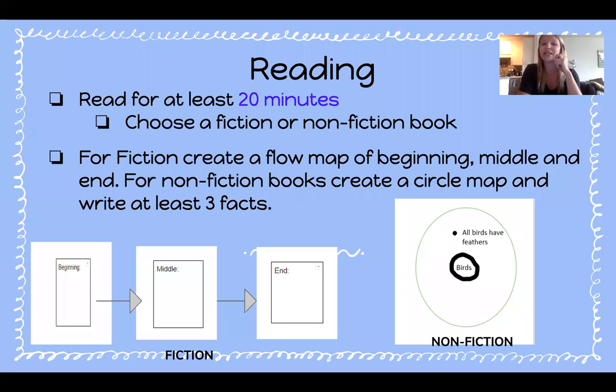Okay, you're reading again. Read for at least 20 minutes. Choose a fiction or nonfiction book. For a fiction book, create a flow map of beginning, middle, and end. For a nonfiction book, create a circle map and write at least 3 facts.